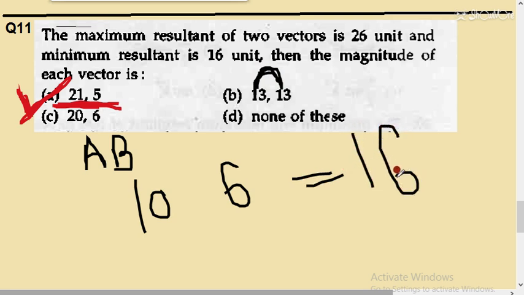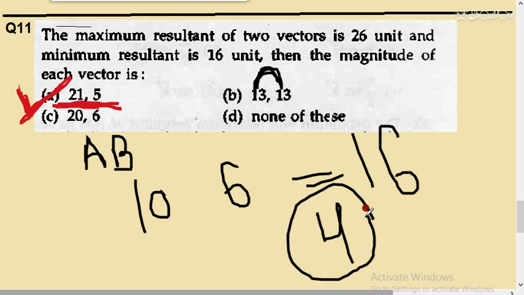Resultant of them will be maximum when the angle between them is 0, and the resultant is 16. The resultant is minimum when the angle between them is 180 degrees, so it will be 10 minus 6, that is 4. So 4 is the minimum value and 16 is the maximum value. I hope now this question is clear.